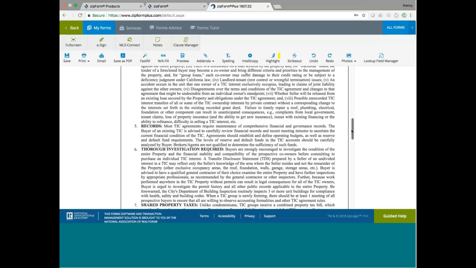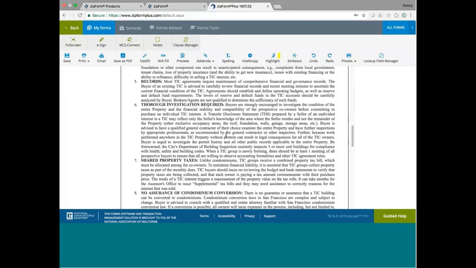Of course, the TIC agreement requires the TIC owners to maintain a record of the comprehensive financial and governance records. In a condominium situation, usually you have the HOA to take care of that. But in the TIC situation, all 4 owners would have to cooperate, okay, to maintain the financial and governance records. So if you're a buyer of a TIC interest, you might want to review the financial records. It's actually more work for the agent representing a buyer to buy a TIC interest.